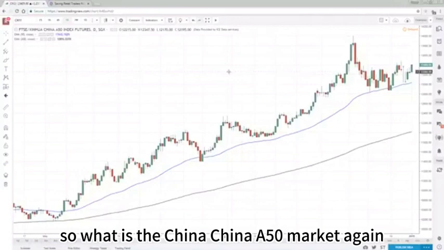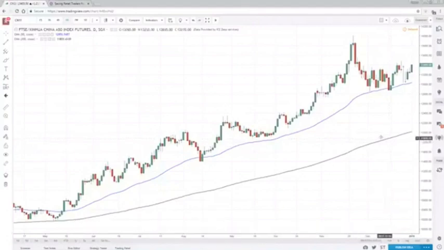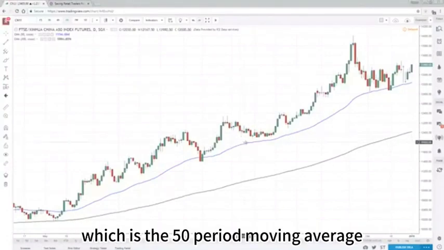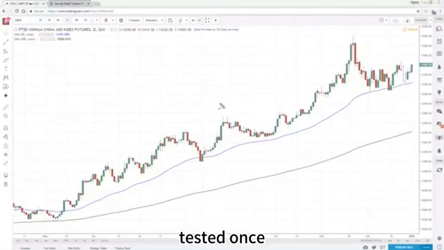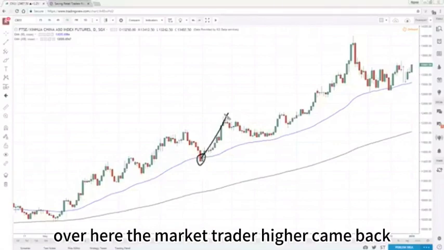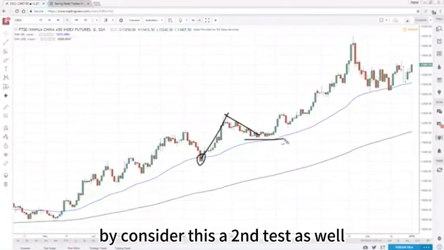So this is the China A50 market. Again, same thing. The price is above this 200 period moving average, so you look to long only. Then I define the area of value, which is the 50 period moving average. You can see that it tested once over here. The market traded higher, came back. Notice that it didn't touch the 50 period moving average, but I consider this a second test as well.